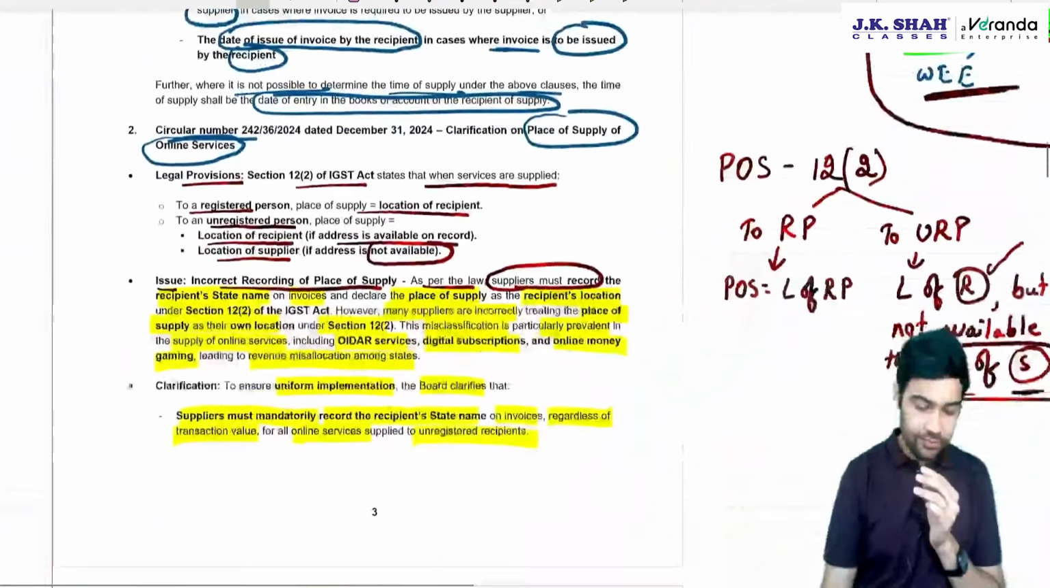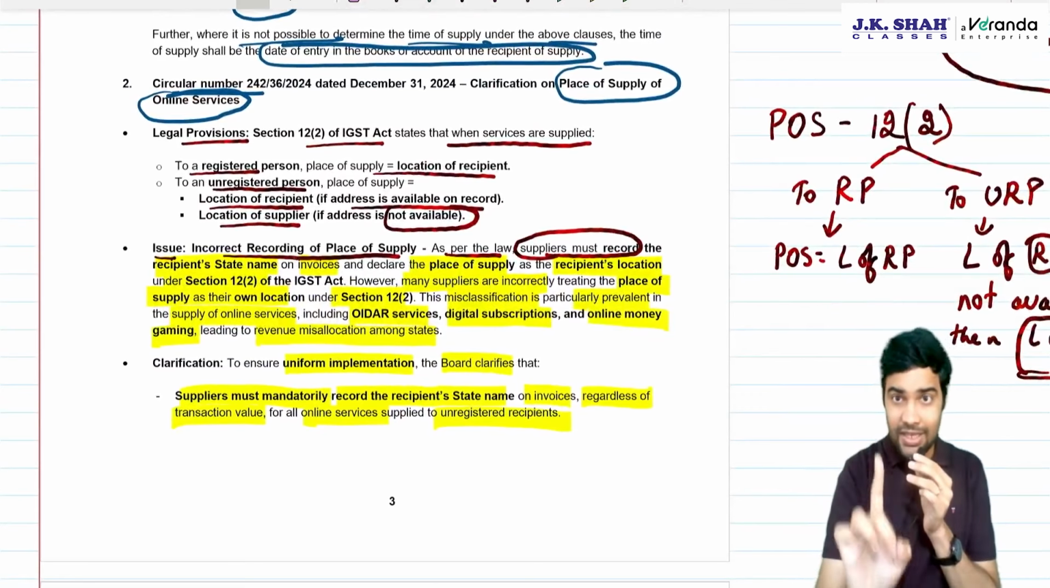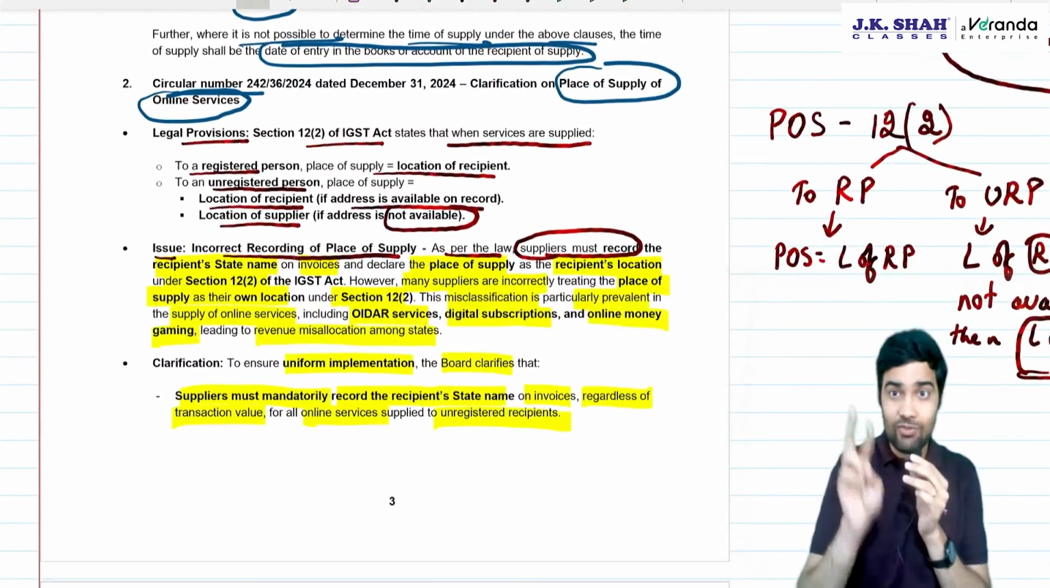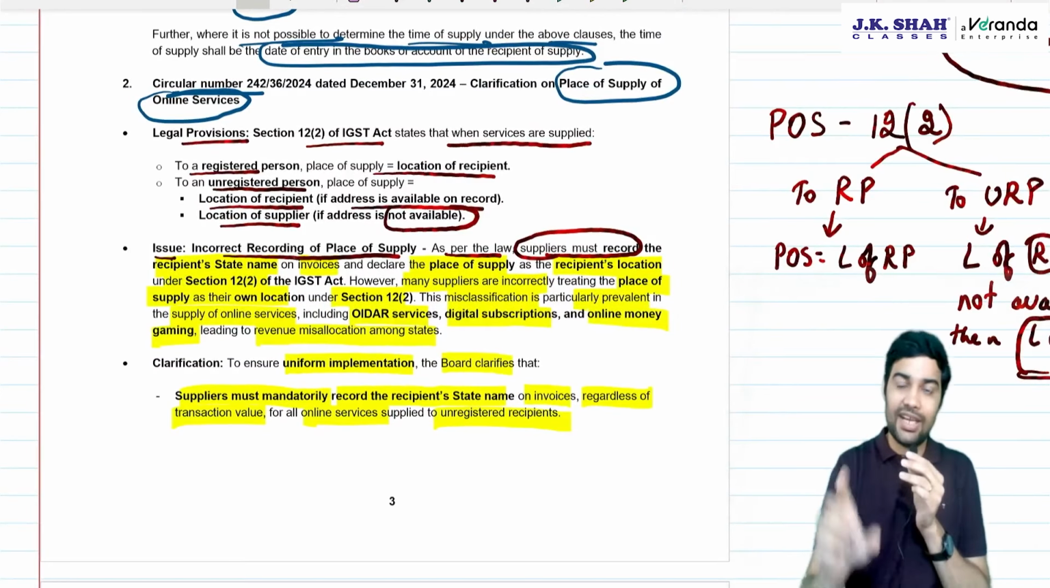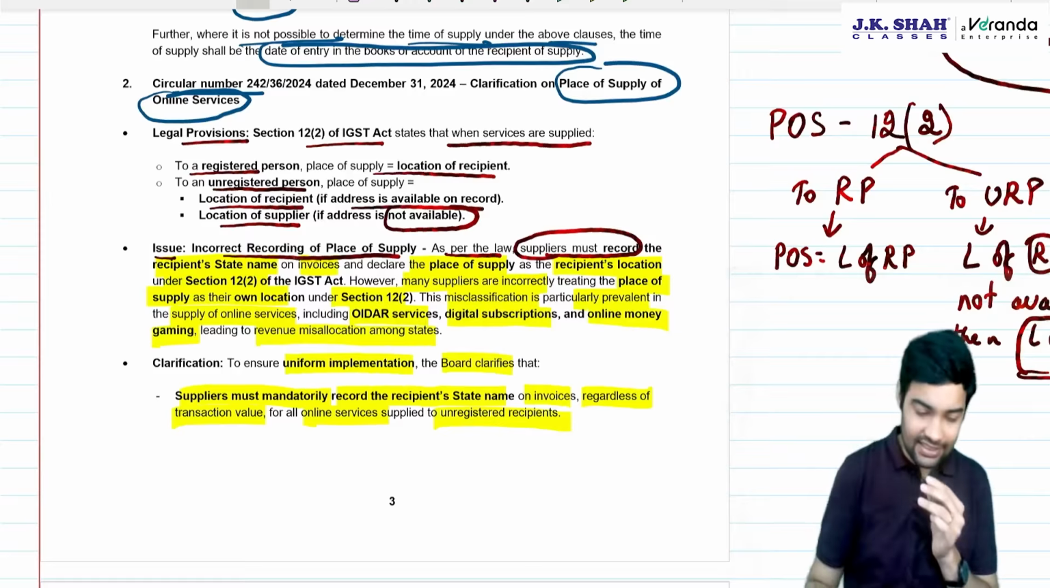Be very careful. Place of supply. Online service providers, be careful. Collect the name of the state, and the name of the state of the recipient will be regarded as place of supply so that the tax flows to the correct state.